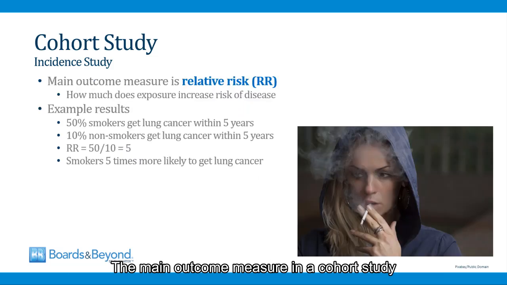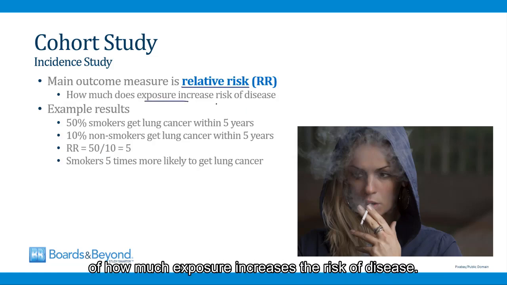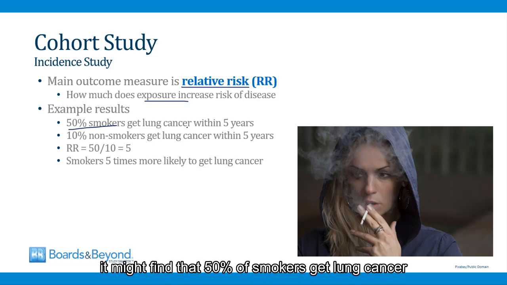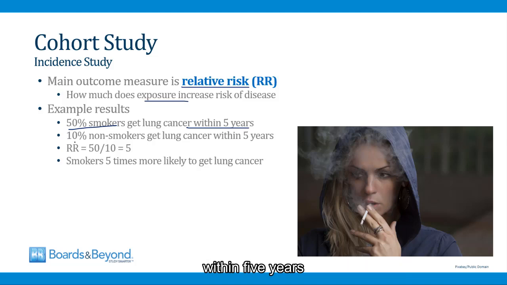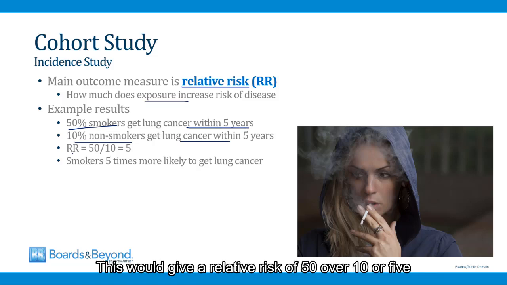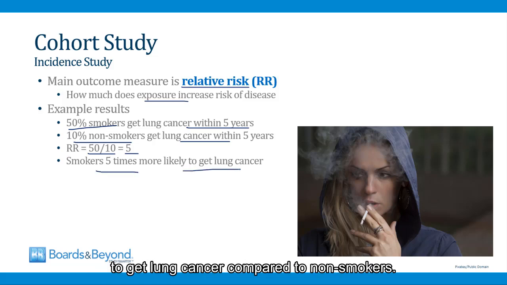The main outcome measure in a cohort study is a relative risk or risk ratio. This is a description of how much exposure increases the risk of disease. So for example, in a cohort study that evaluated smokers, it might find that 50% of smokers get lung cancer within 5 years, and 10% of non-smokers get lung cancer within 5 years. This would give a relative risk of 50 over 10 or 5, and this tells you that smokers are 5 times more likely to get lung cancer compared to non-smokers.